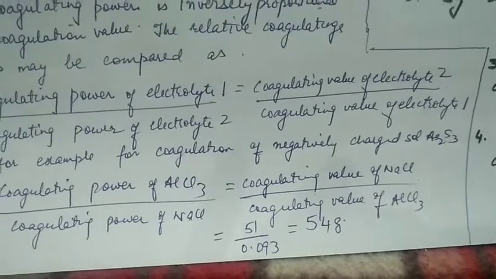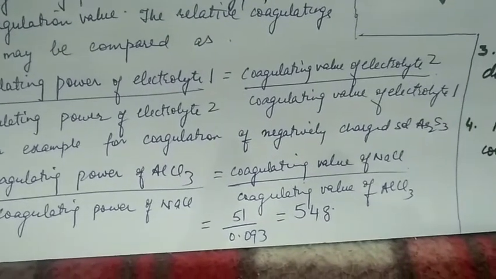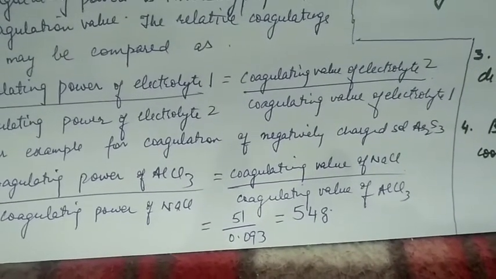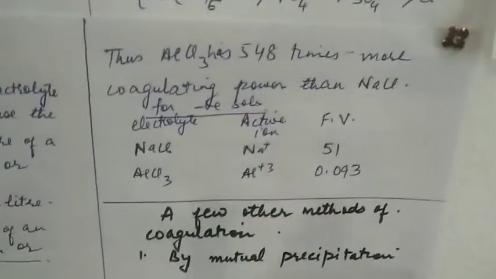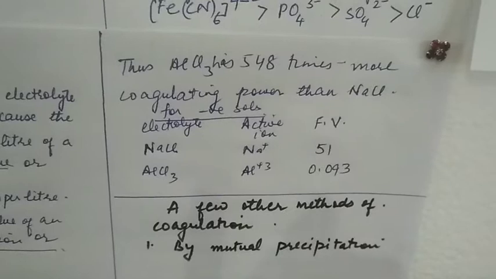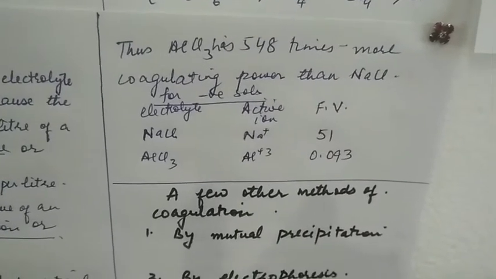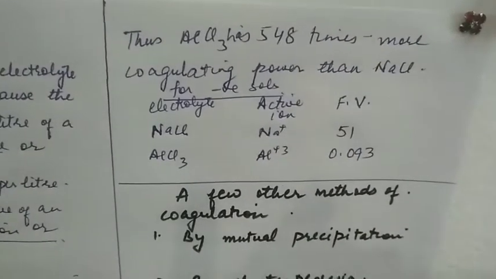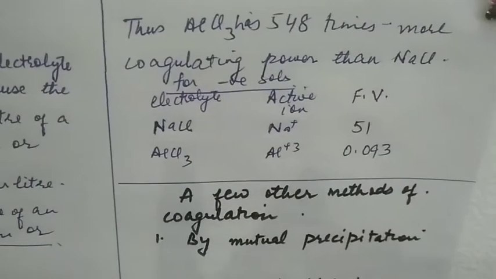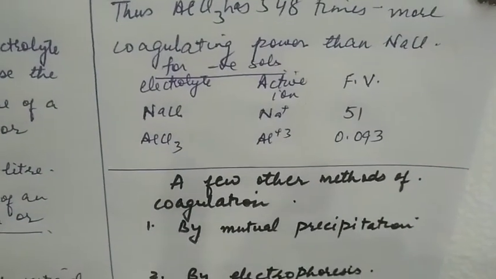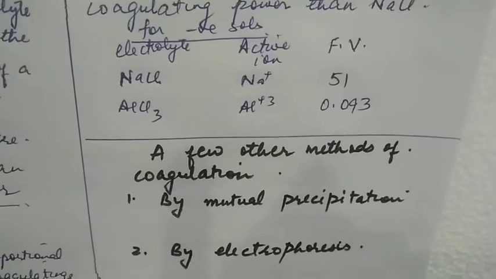So you get the coagulating power ratio 51 upon 0.093, which is 548. That means that aluminium chloride has 548 times more coagulating power than NaCl. We took the values from the table. NaCl has flocculating value 51, AlCl3 has 0.093.